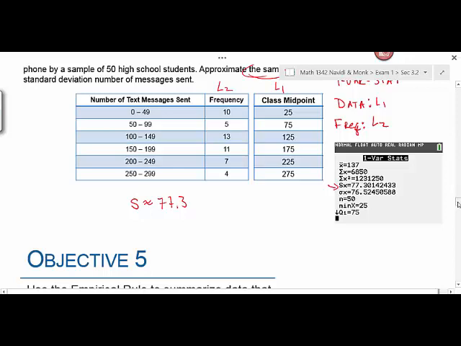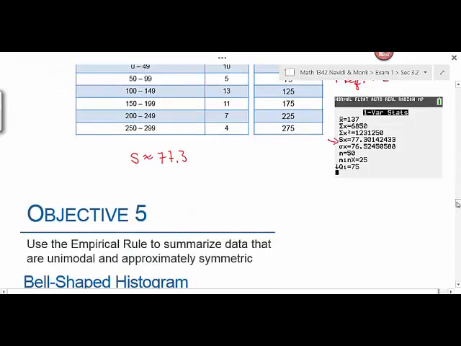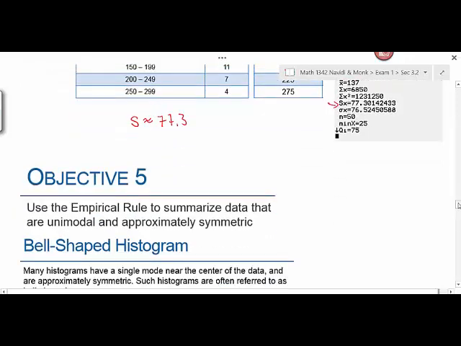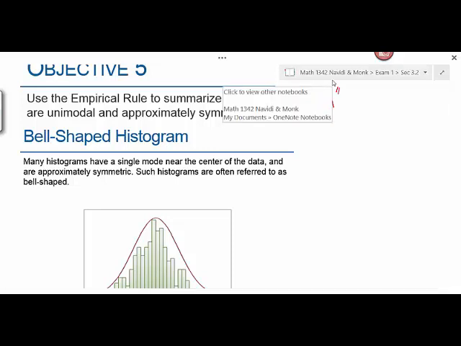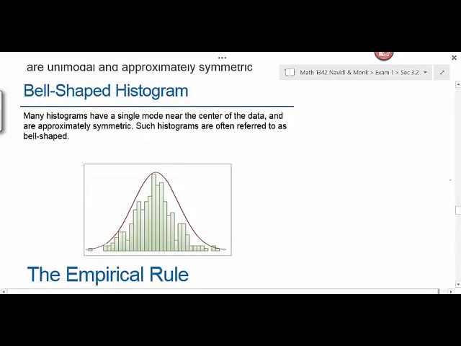The last thing that we're going to go over that's going to be tested on your homework and on your exams is something called the empirical rule. This is objective 5. We use the empirical rule to summarize data that are unimodal and approximately symmetric. Another word for this is normal. A normal distribution has this general shape right here.